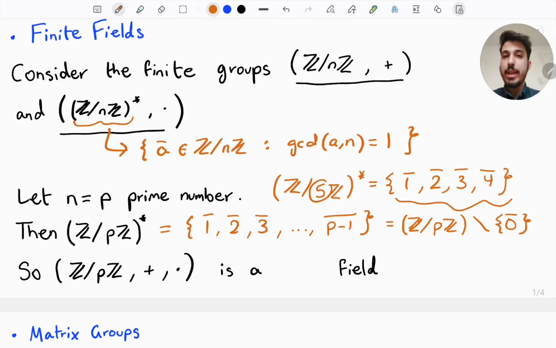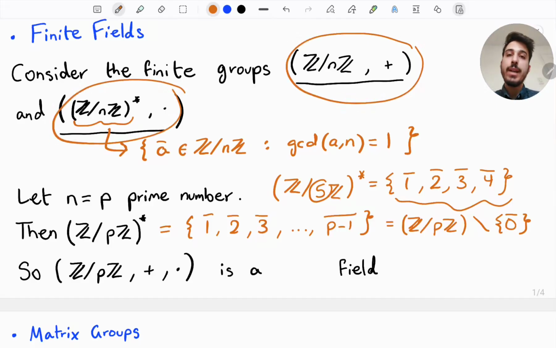And addition and multiplication are very nice operations that are associative, commutative. There are identities for plus and multiplication, which are 0 and 1 respectively. There are multiplicative and additive inverses for both plus and multiplication. So in conclusion, we have satisfied all what we need to say that this is an abelian group and this is an abelian group, and we have that multiplication is distributive over addition. So in conclusion, ZPZ with the two operations is a finite field.